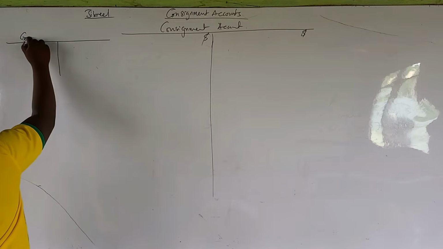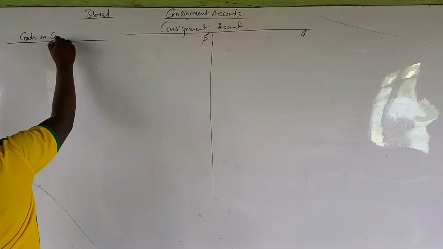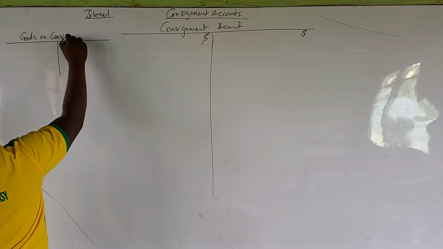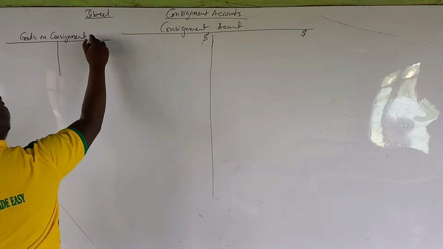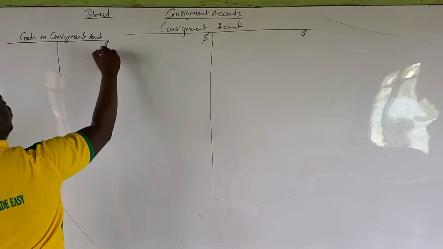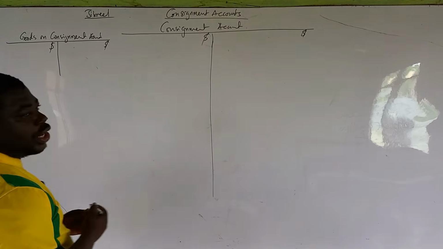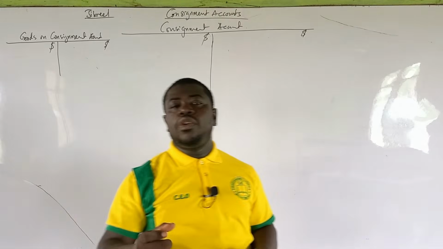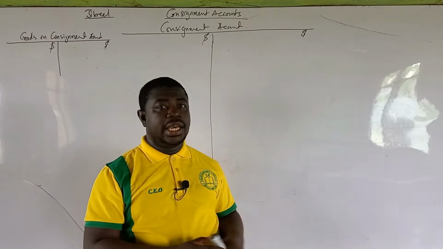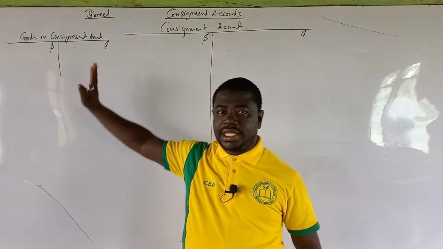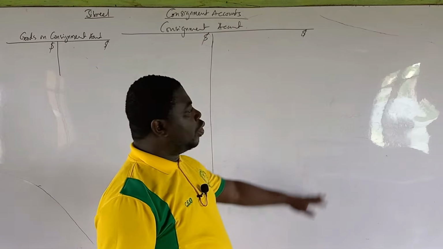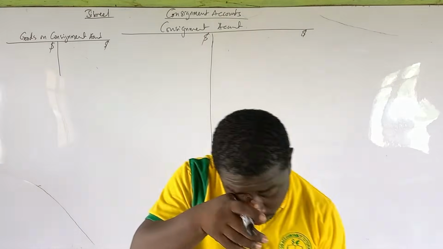So, goods on consignment account. Show your currency sign in dollar. Now with the goods on consignment, we need to look for the cost of the goods consigned, and then we bring the figure to the credit side, just as we do. Okay, so let us look at that from the question.